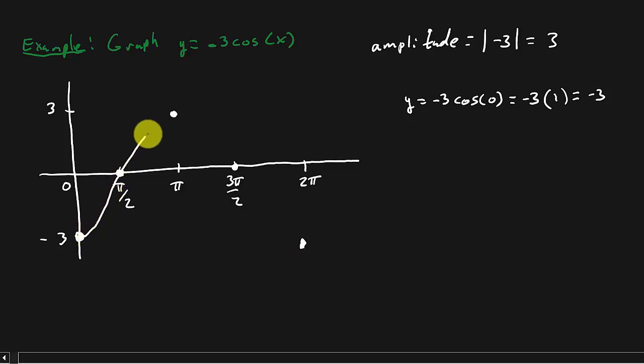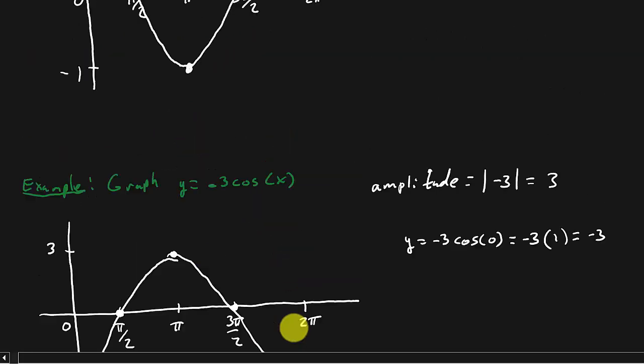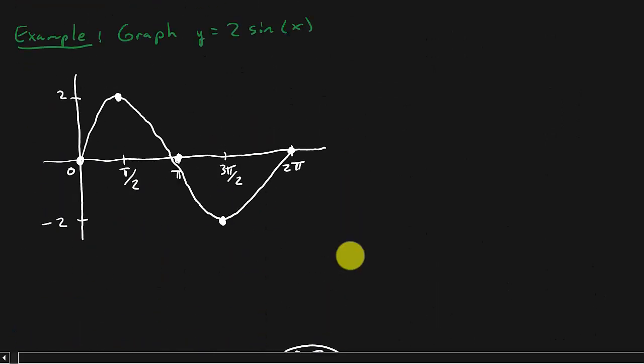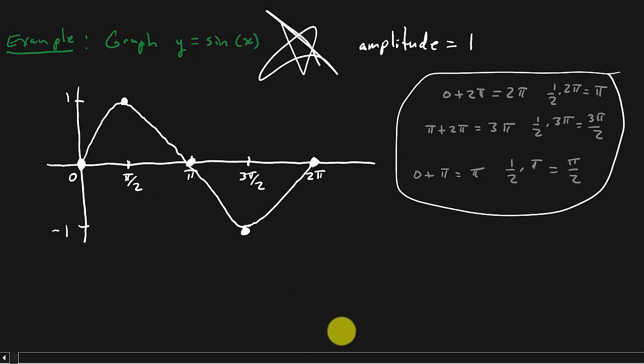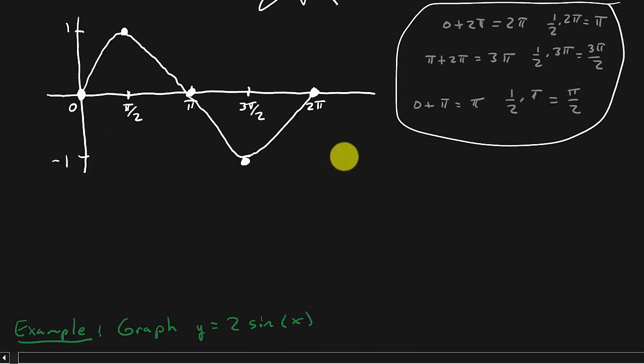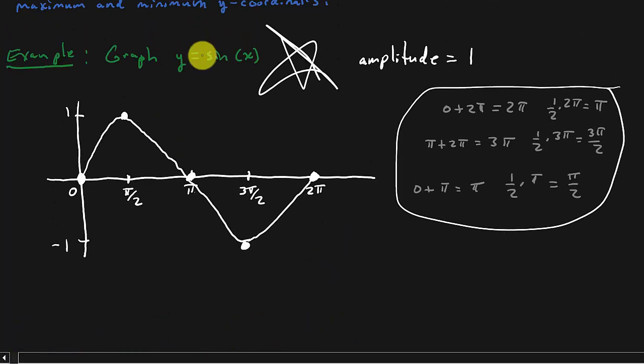And so this graph is going to look like this. See that? And look, let's just go back up here to this sine function. What if I had a negative in front of the sine?